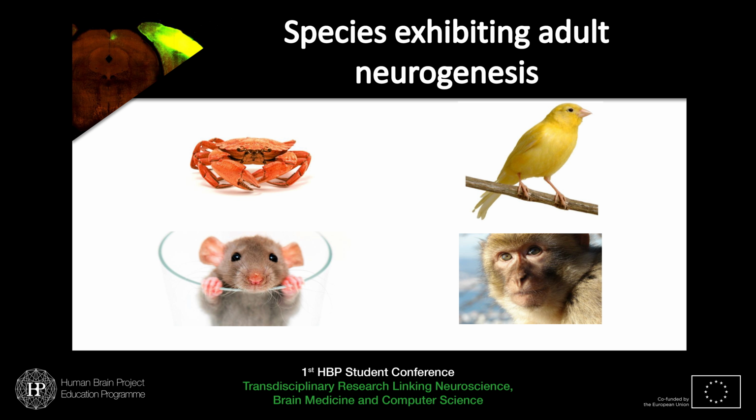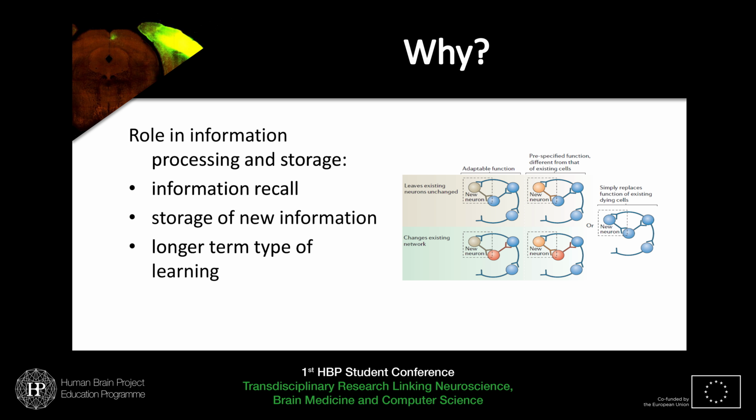Why is this interesting from a computational point of view? Well, it aids in retrieving information which is very similar. So if you have two concepts that are quite similar to each other, the fact that you have neurogenesis improves information recall. It helps in storage of new information, provided that you can manage the addition of new excitatory neurons and so you have some homeostasis mechanism, and provides a longer term type of learning, which we don't currently have.